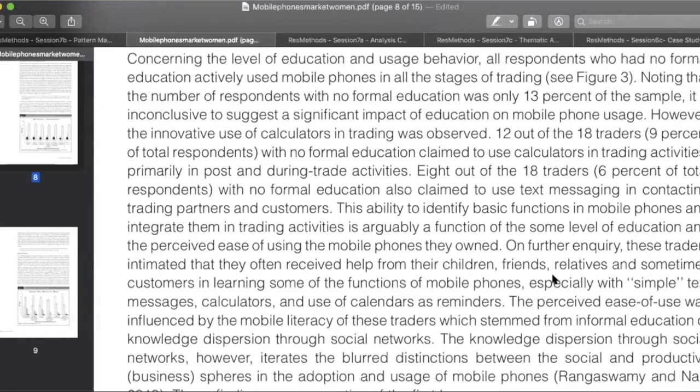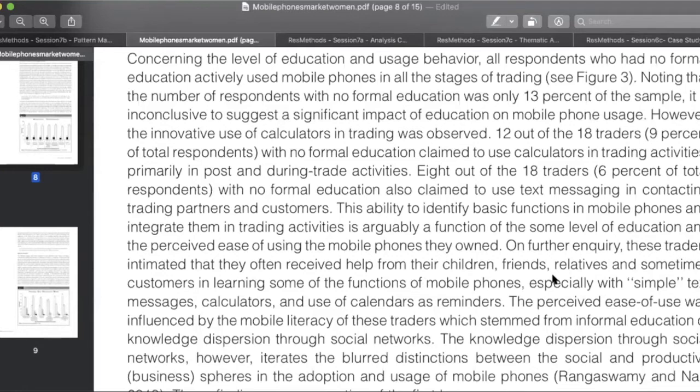So on further inquiry, these traders intimated that they often receive help from their friends, children, relatives, and sometimes customers in learning some basic functions of the mobile phone, especially simple text messages, calculators, and the use of calendars as reminders. The ease of use was influenced by the mobile literacy of these traders, which stems from informal education or knowledge dispersion through social networks.